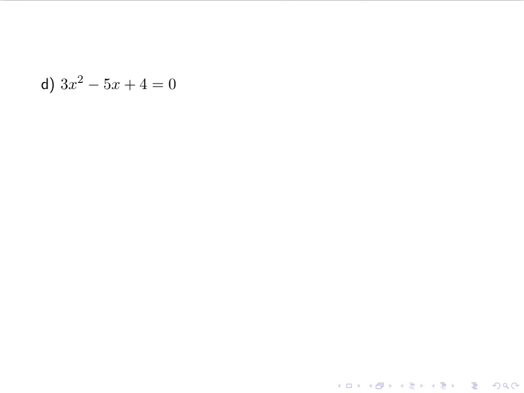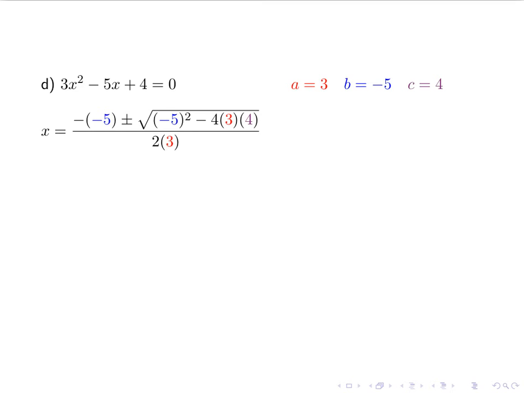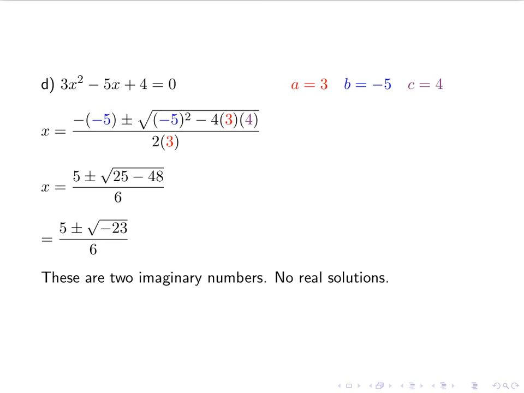So our last example is 3x squared minus 5x plus 4 equals 0. A is 3, B is negative 5, C is 4. I plug them in, I simplify, and I get 5 plus or minus root 25 minus 48 all over 6. 25 minus 48 is negative 23. And I get 5 plus or minus the square root of negative 23 over 6. The fact that I have the square root of a negative means I have a problem, and it means that my answers are imaginary. There are no real solutions, but there are two imaginary. Remember, imaginary is from the fact that I cannot take the square root of a negative number. Okay, so those are my possibilities.